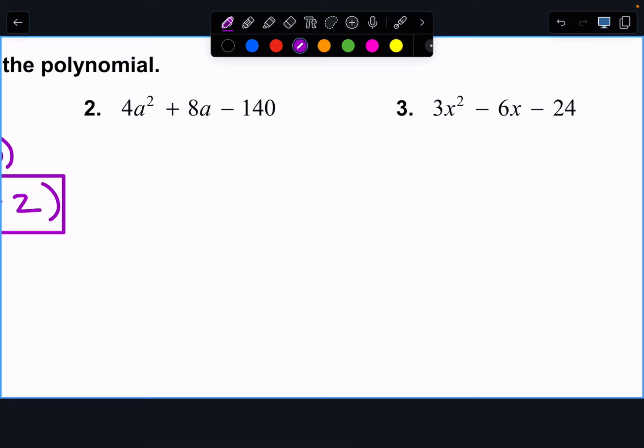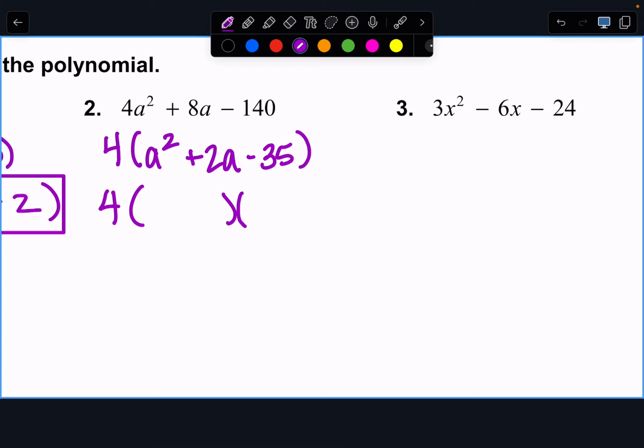Okay. Let's go ahead and talk about number 2. What's the GCF here? Okay. Jace, what do you get when you take out 4? A squared plus 2a minus 35. Okay. And if we think about two numbers that multiply to negative 35 and add to positive 2, what do we got? Positive 7, negative 5.